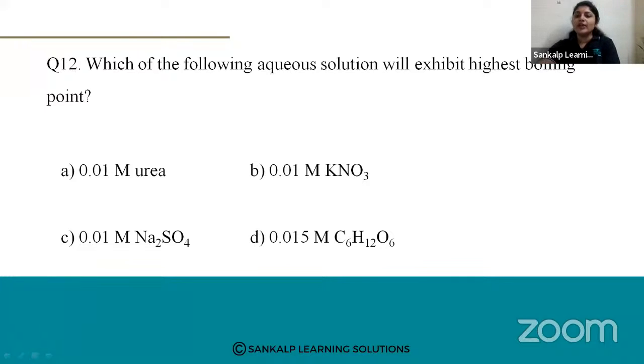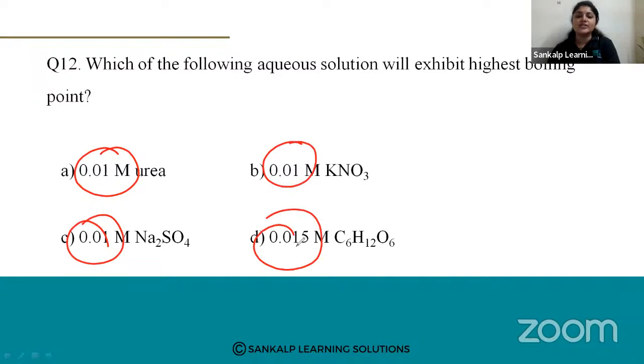Which of the following aqueous solutions will exhibit the highest boiling point? Now here, all are the same 0.01 molar, and this one is 0.015. When you are talking about urea, it is a compound and a non-electrolyte. So its value will be 1.